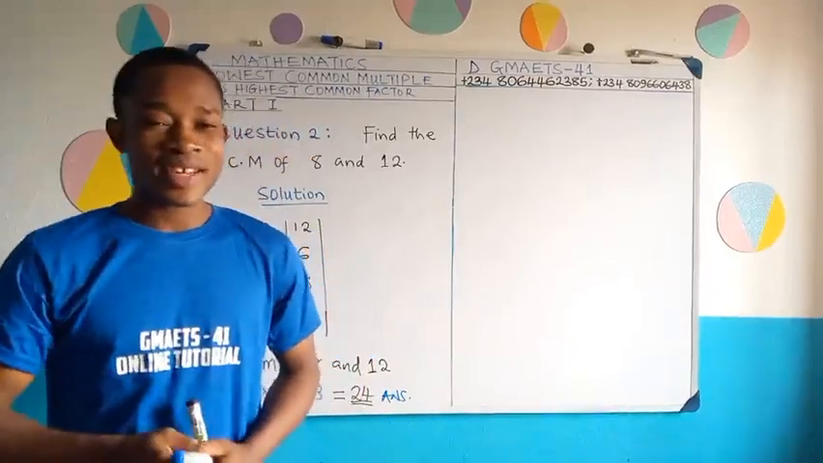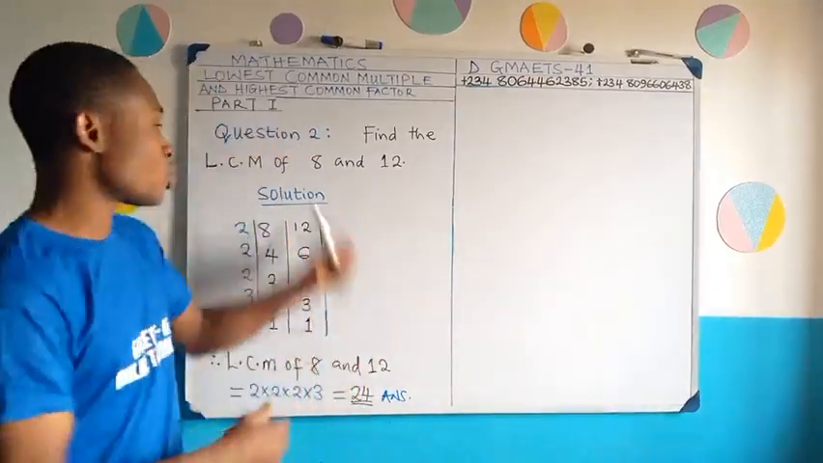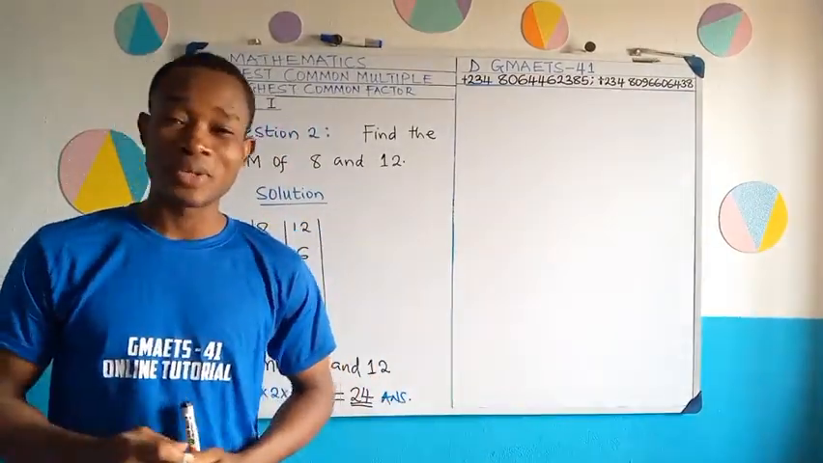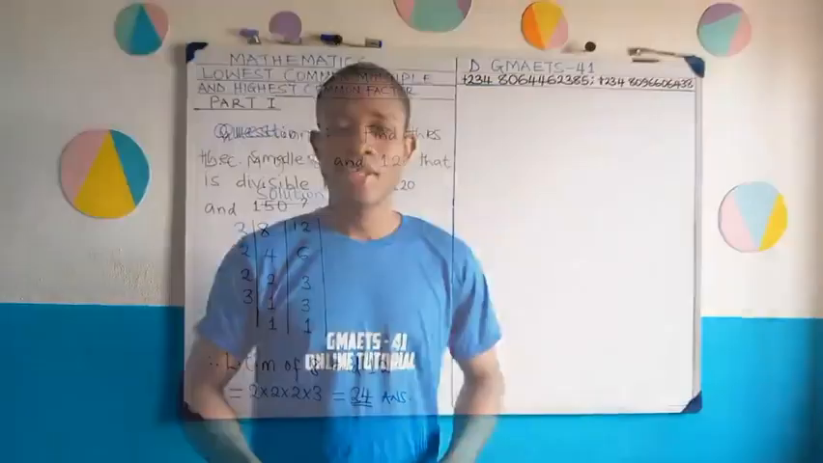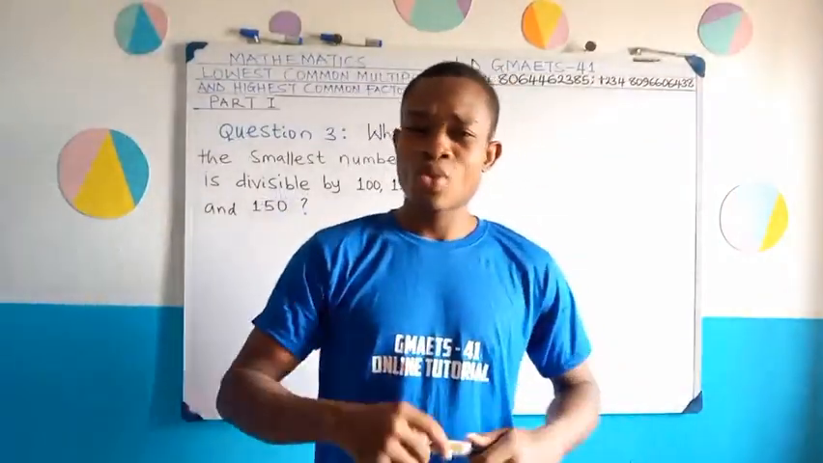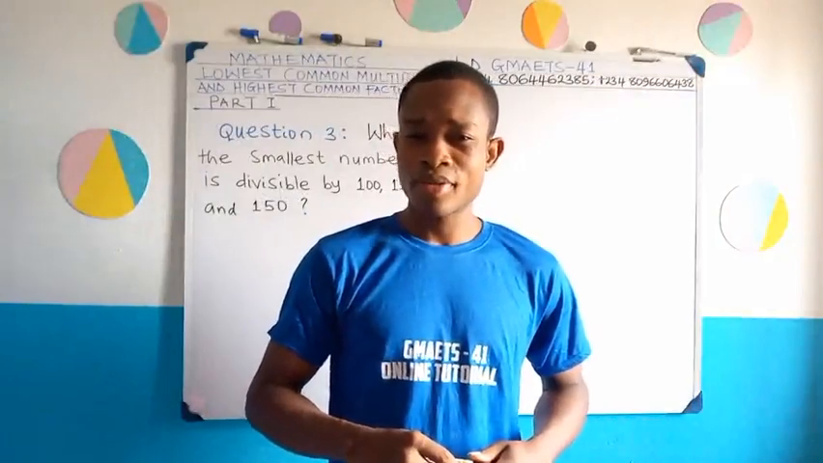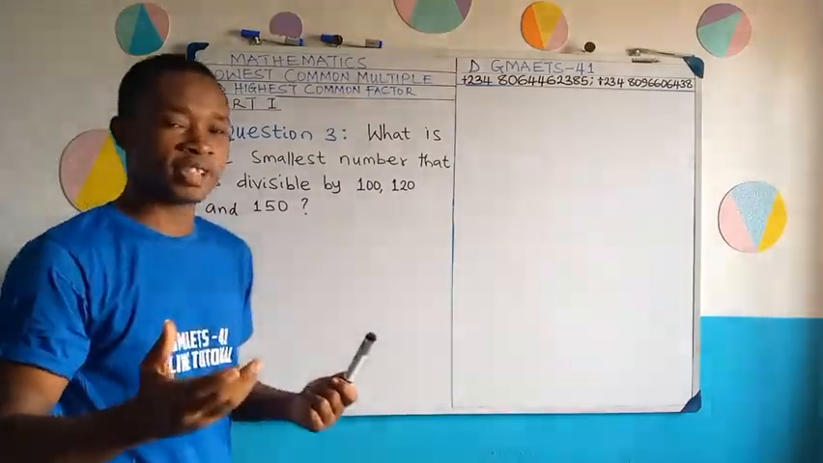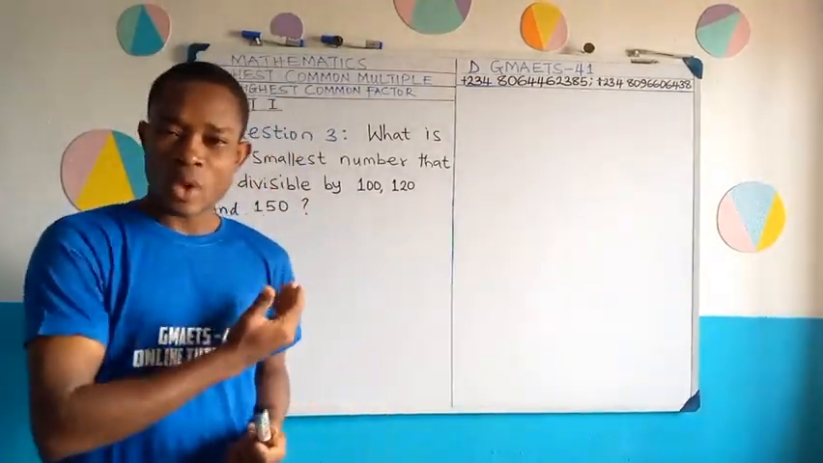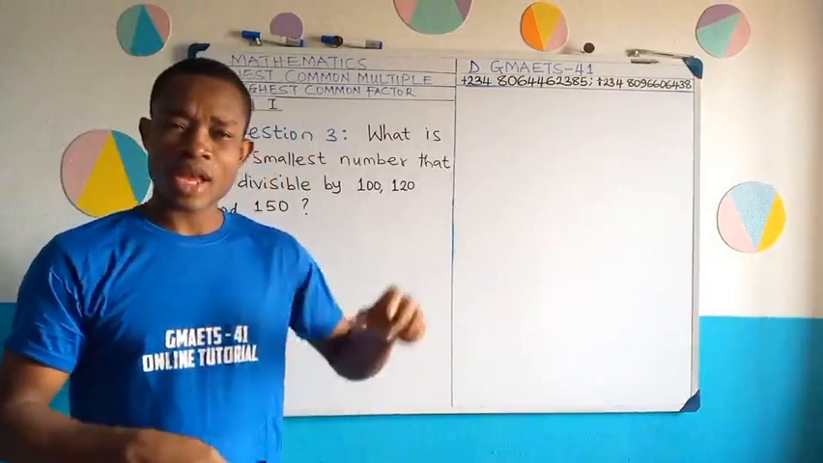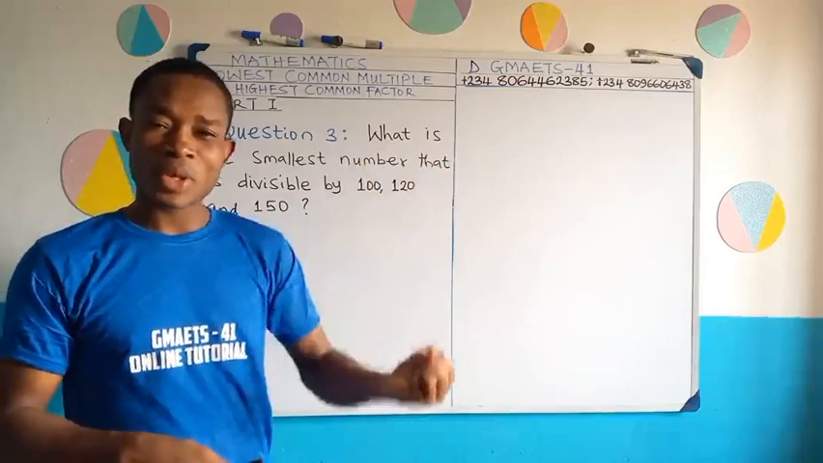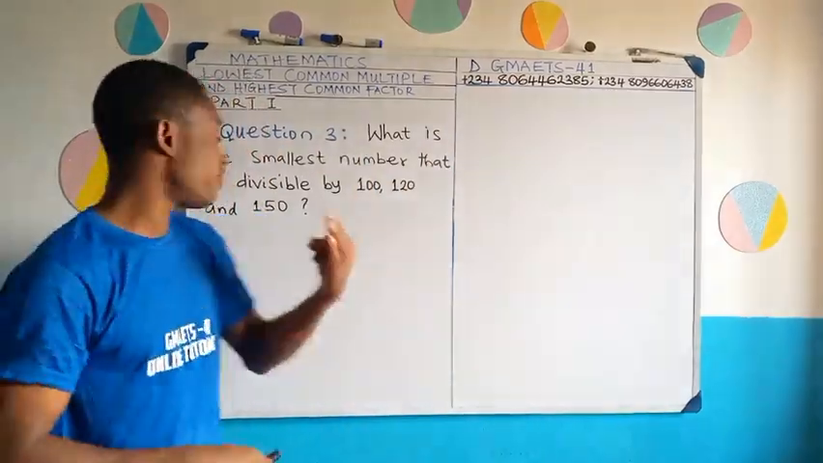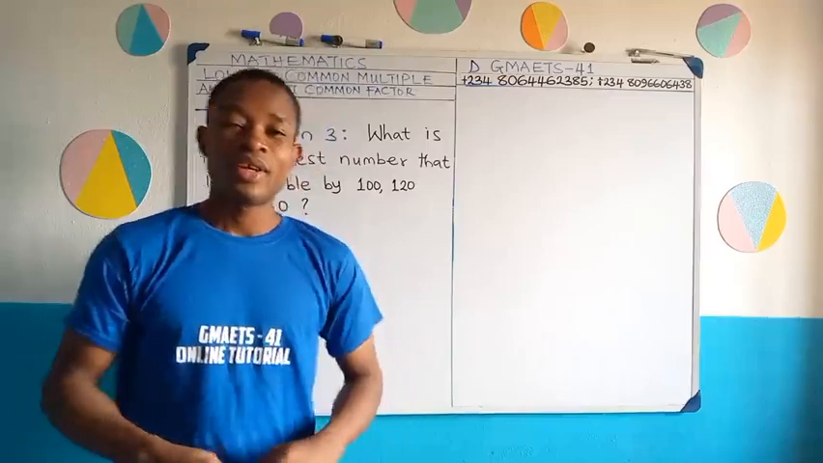We will solve yet another question that will not just come straightforward like this. Maybe we will make the statement a bit tough. That's the next question we are going to look at. Let us look at this question here that talks about the smallest number that is divisible by 100, 120, and 150. What is this question about? So it's like we have one number, and we are told that that number is the smallest number that 100 can divide, 120 can divide, and 150 can divide.